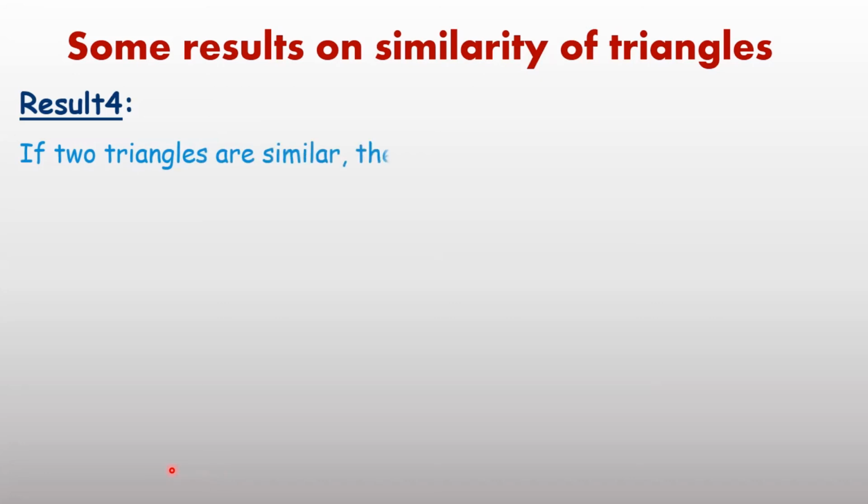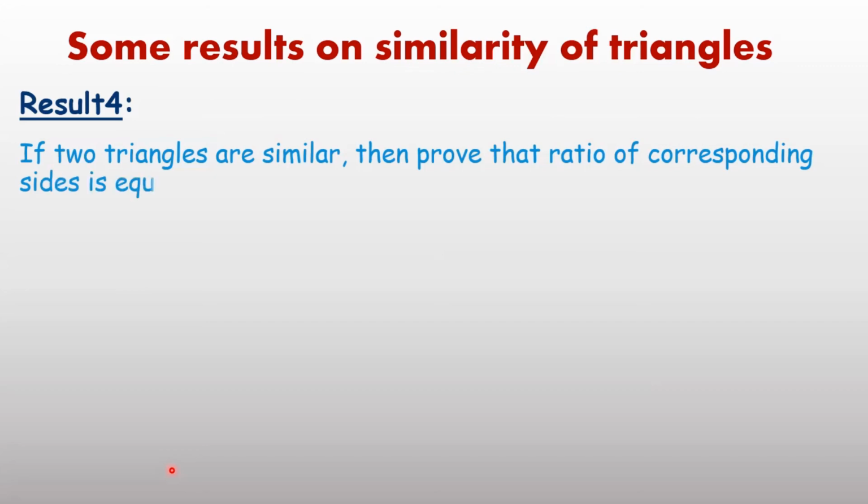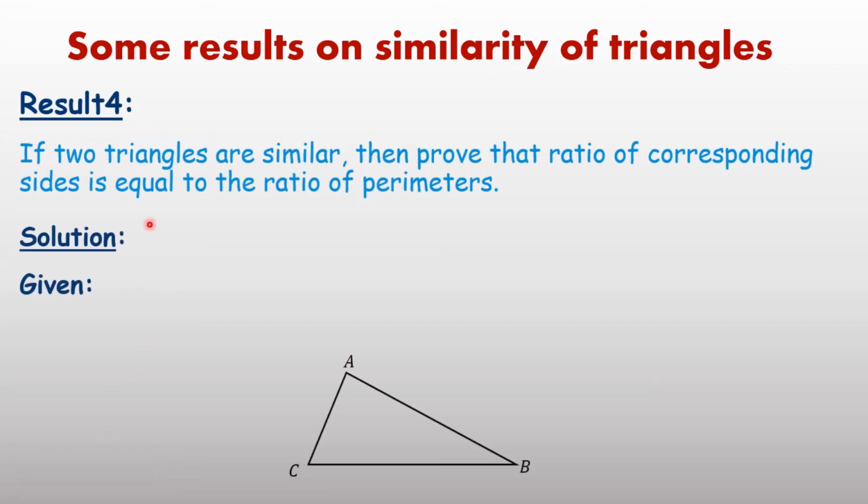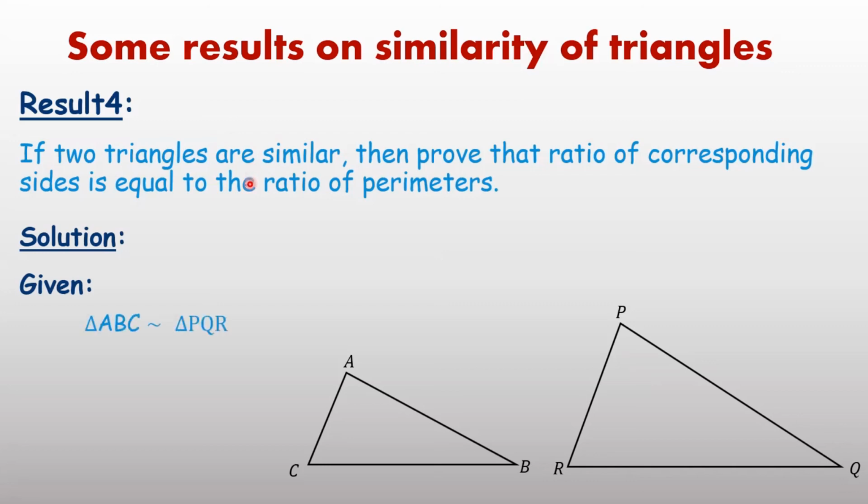Now, the fourth result. In the fourth result, if two triangles are similar, then the ratio of corresponding sides is equal to the ratio of perimeters of the two triangles. Here we are using the concept of perimeter. Now the given part is the same. Triangle ABC is similar to triangle PQR. Both triangles are similar, and we have to prove the ratio of corresponding sides is the same as the ratio of perimeters.